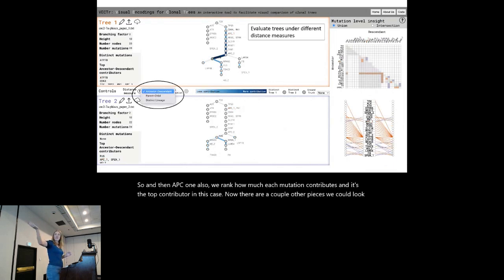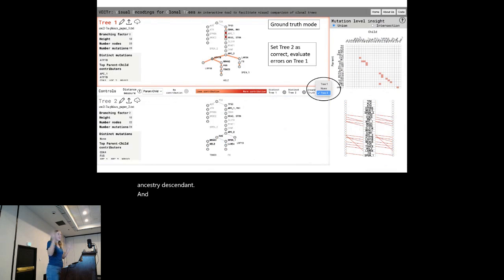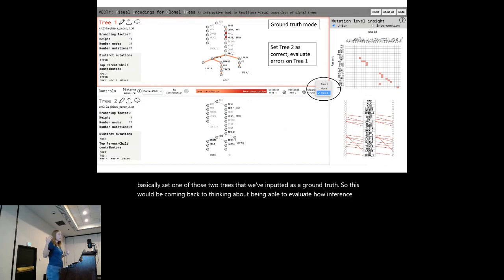We could look at these trees under a variety of different distance measures, like here it is on ancestor descendant. And we also, linking back to what I was talking about at the beginning, can set one of those two trees that we've inputted as a ground truth. So this would be coming back to thinking about being able to evaluate how inference methods are working. And basically, if we set one to be correct, then on the other one, we can see all the ways in which that other inferred tree has errors.